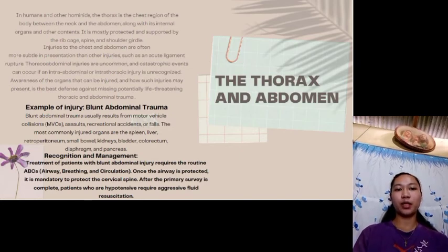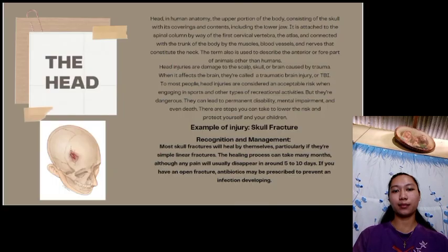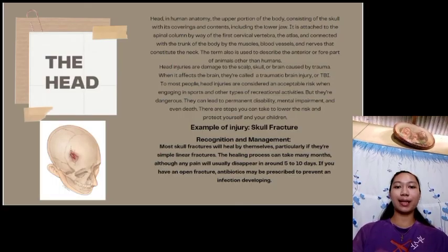The treatment of patients with blunt abdominal injury requires the routine ABCs, or airway, breathing, and circulation. Once the airway is protected, it is mandatory to protect the cervical spine. After the primary survey is complete, patients who are compromised require fluid resuscitation. So, next. And lastly, the head.